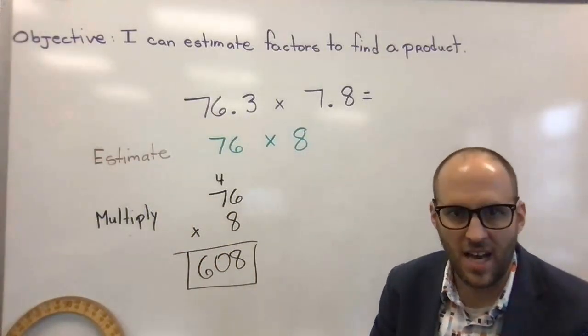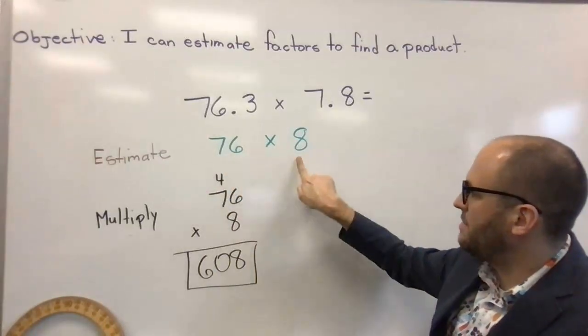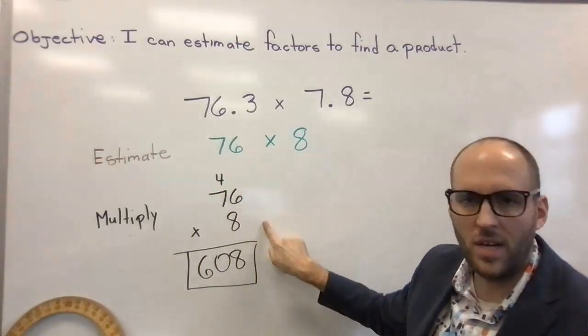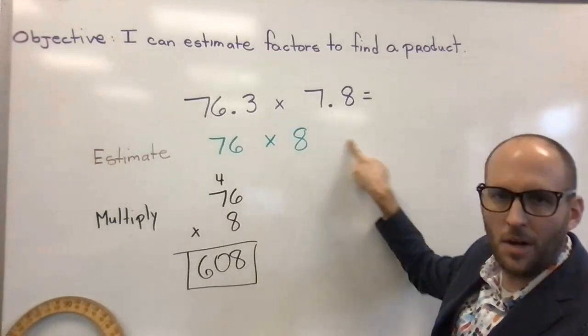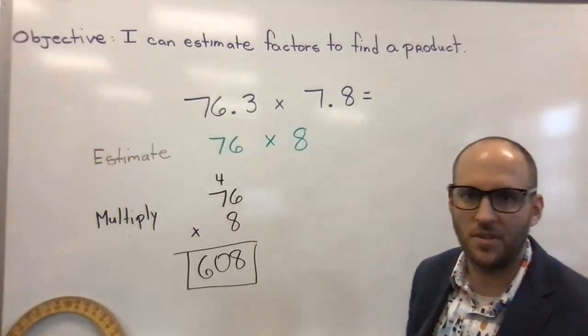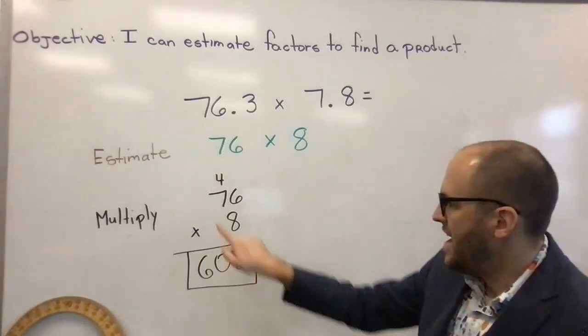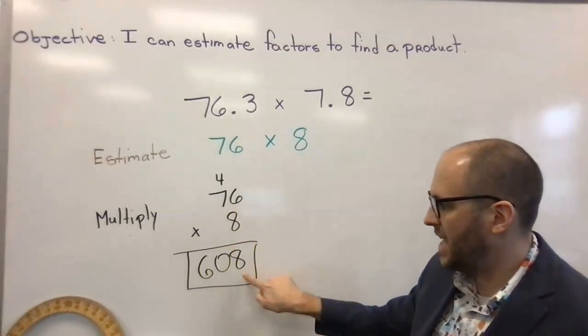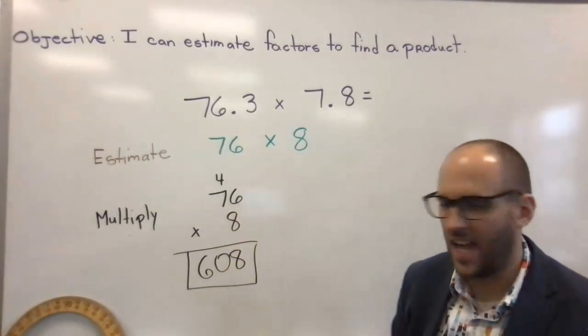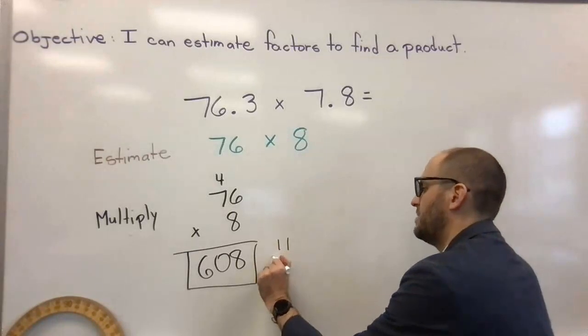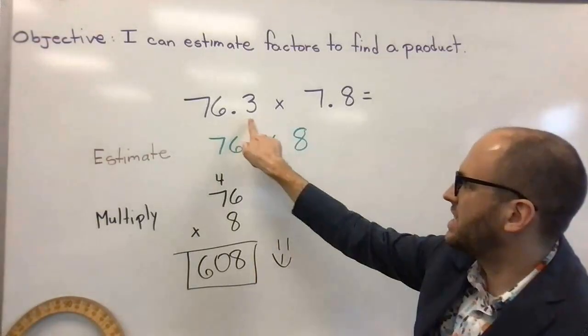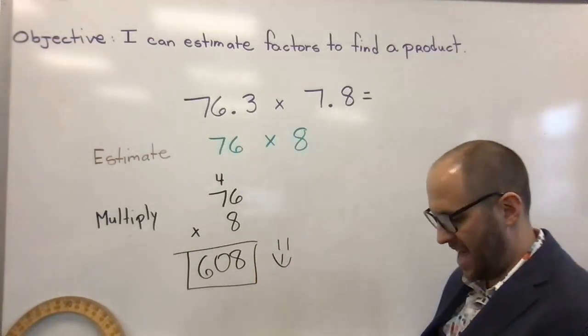Now we multiply. So we take the 76 and multiply it by 8. We always multiply vertically. Don't try to multiply horizontally or in your head. That'll just lead to confusion. And when we multiply 76 times 8, we get an answer of 608. And this is our estimate for 76 and 3/10 times 7 and 8/10.